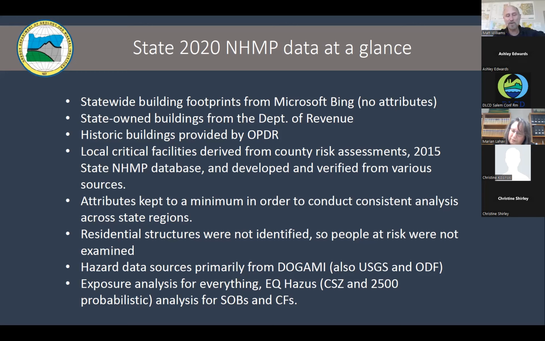The hazard data sources were mainly from DOGAMI, but we also got volcanic lahar data from the USGS and wildfire data from ODF. We pretty much did exposure analysis for everything except the state-owned buildings and the critical facilities. We were able to do an earthquake hazard analysis for the Cascadia subduction zone and a 2,500 year probabilistic scenario. So next slide, please.